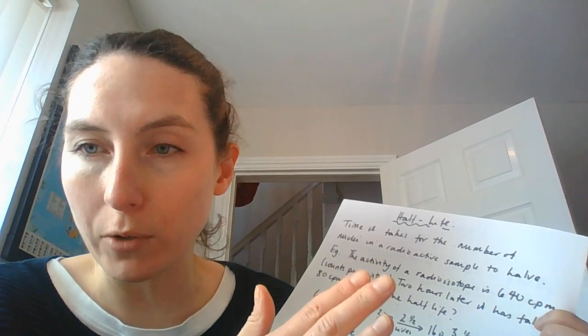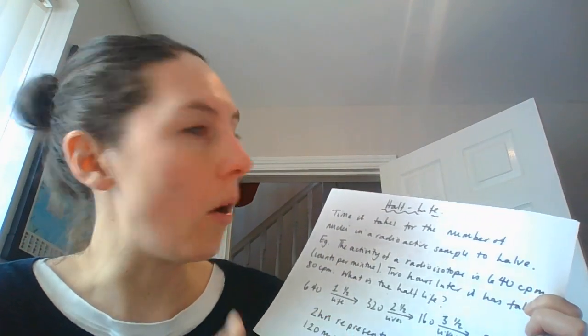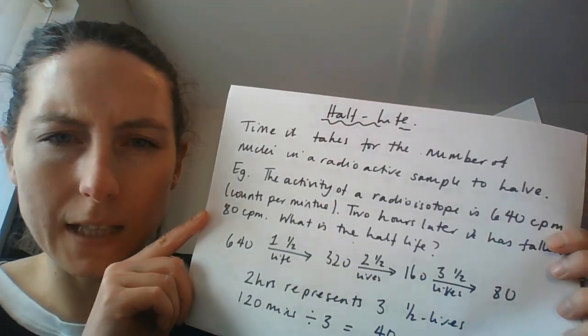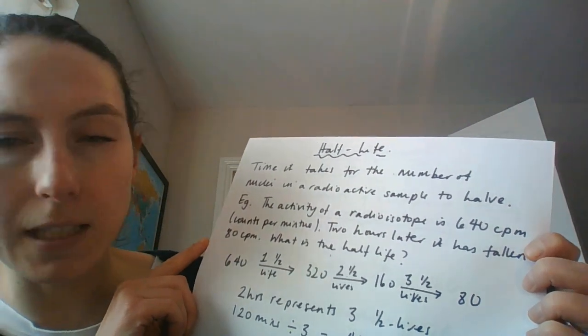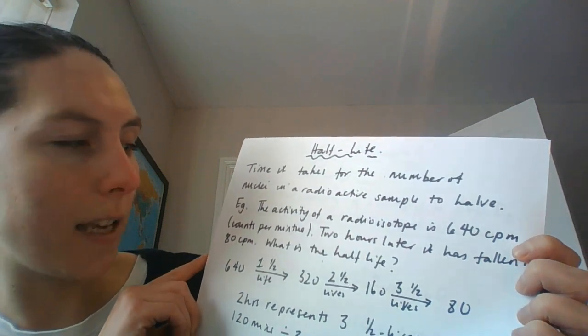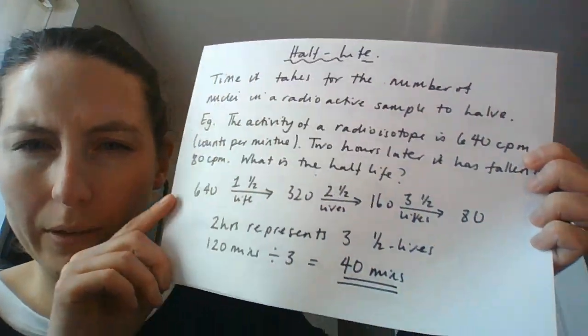One talking about number of nuclei or percentage of your nuclei remaining, or another one talking about activity. I'll show you that in a moment. So let's look at this example here. The activity of a radioisotope is 640 CPMs, that's counts per minute. 2 hours later, it's fallen to 80 counts per minute. From that information, we're able to work out the half-life.